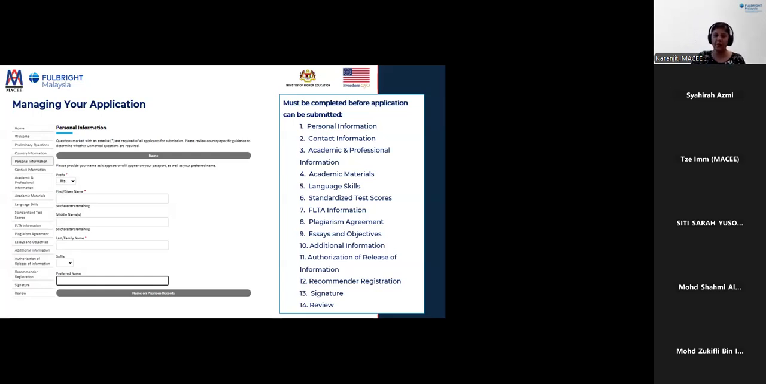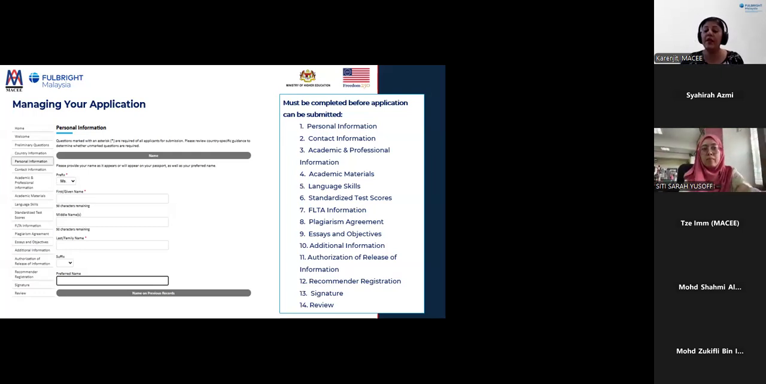Okay, essays and objectives is a very crucial part of the application. This is something that I will be touching on in more detail in the next few slides, and our alumni Siti Sarah will be going a little bit in depth. But the information that you will need to give us is basically why you're applying for the program, and answering some questions under this section. Now, the last few sections are additional information. If you have any supplemental materials that you would like to include to strengthen your application, this is the section that you will use to upload any additional information you have.